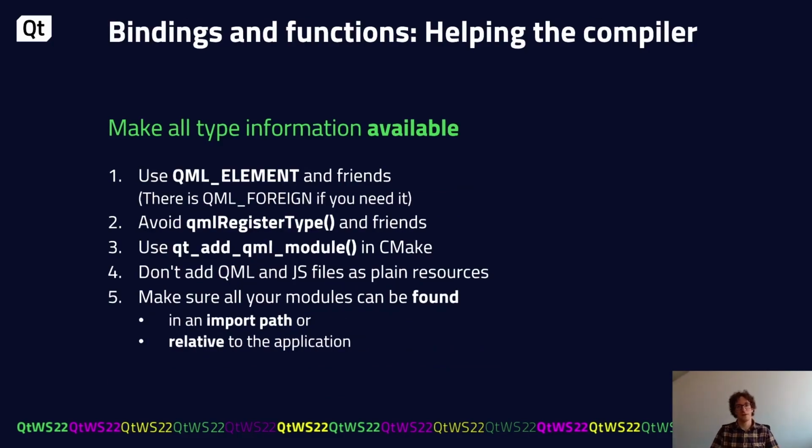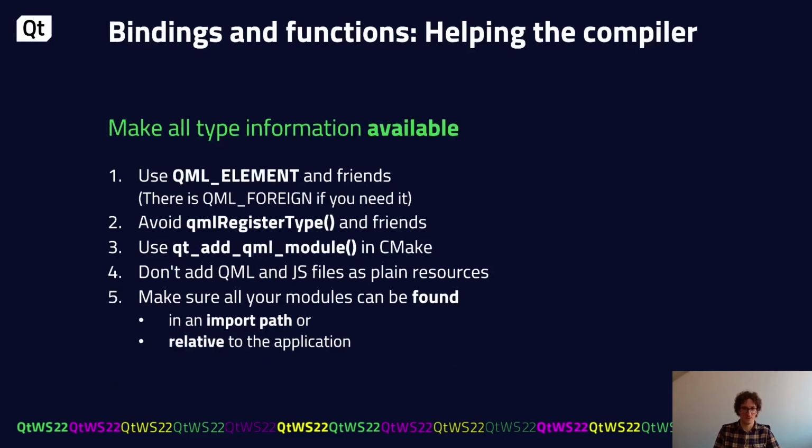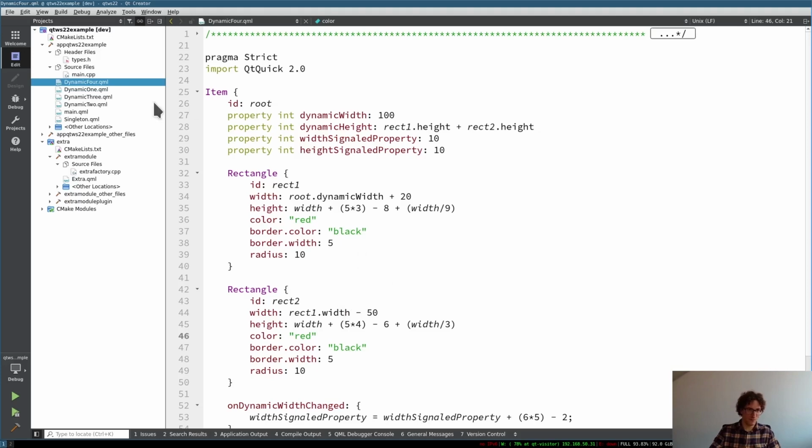So, first thing you have to do in order to help there is you have to make all type information available, as obviously, that's the first thing it does. It propagates the type information. Where does it get the type information from? Well, the types exported from C++ need to be visible at compile time. That is done by annotating them with QML_ELEMENT and similar macros. And note there is QML_FOREIGN that you can use if you cannot change the type itself but still want to make it available.